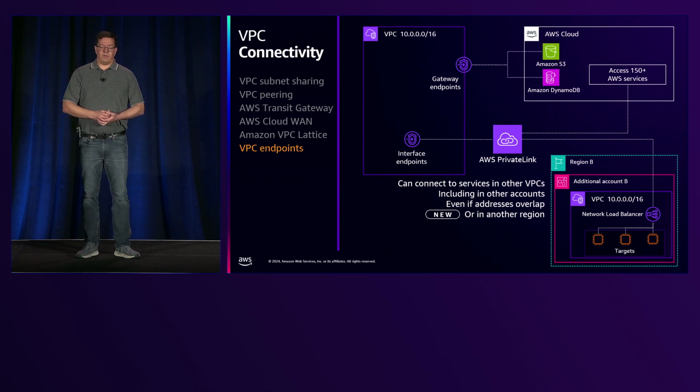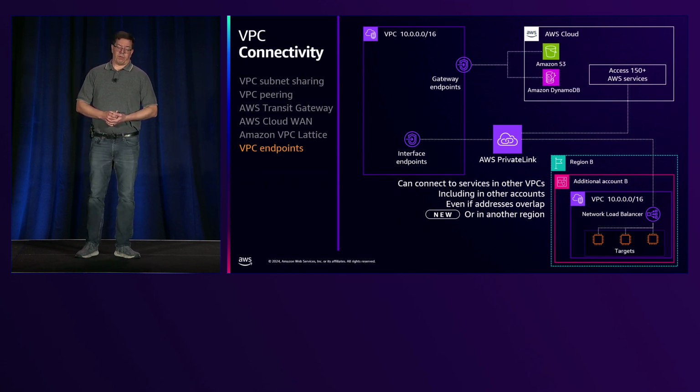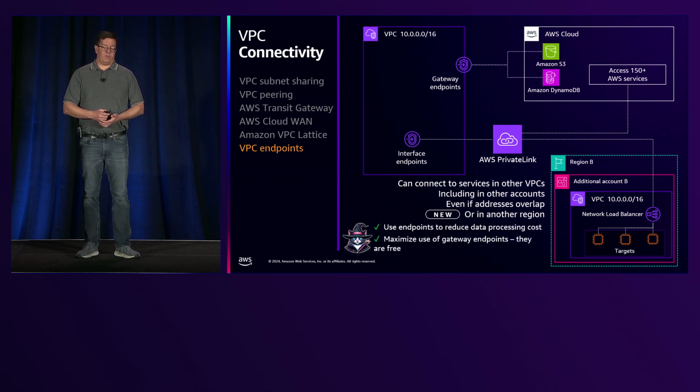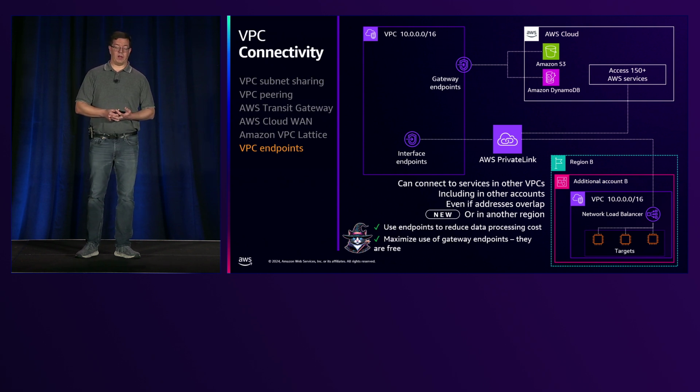There are also gateway endpoints, which allow you to talk to S3 and DynamoDB. And the two big points here are: use the gateway endpoints when you can. They're free. You don't pay for the charges on them, as opposed to interface endpoints. But interface endpoints allow you to have this direct connectivity, and you don't have to worry about the intermediate data processing costs that you might have with transit gateway or NAT gateway or whatever else you might have in the middle. Very handy.